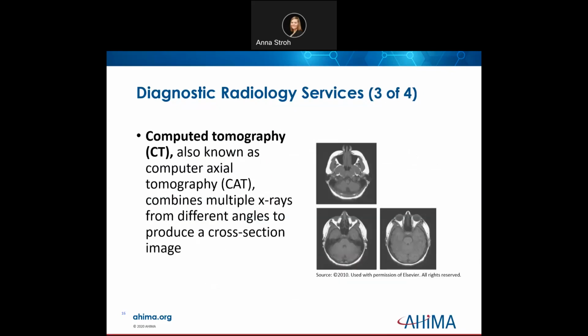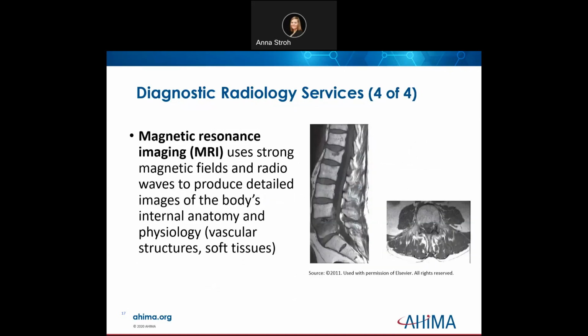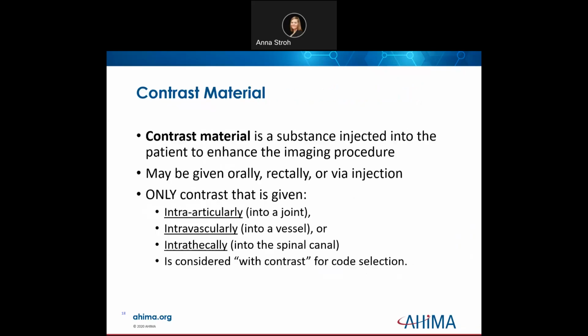Okay, we also have CT scans, computed tomography. These are also known as CAT scans, computer axial tomography, and these combine multiple X-rays from different angles to produce a cross-section image. Okay, here's an example of some pictures. We also have MRI, magnetic resonance imaging. This uses strong magnetic fields and radio waves to produce detailed images of the body's internal anatomy and physiology. So it could look at vascular structures and soft tissues, a way more detailed scan than an X-ray or a CT scan.